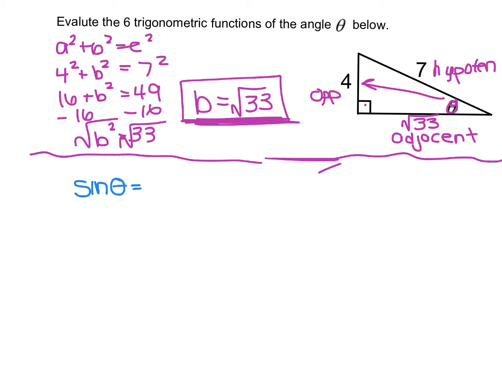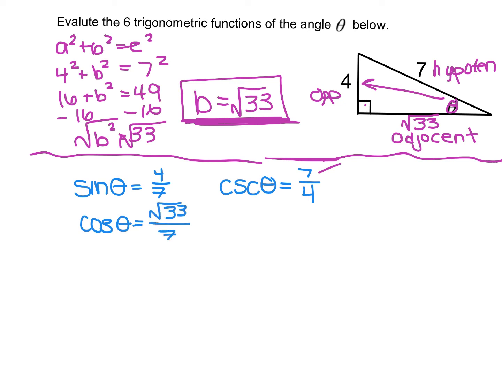So sine of theta is opposite over hypotenuse. So we can leave that right there as is. And then we do cosecant to pair with that because it's just the reciprocal. So it's 7 over 4, which is hypotenuse over opposite. Then we're going to move on to cosine. So we have cosine of theta. And that is adjacent over hypotenuse, so the square root of 33 over 7. And then the next one is our secant of theta, which is going to be hypotenuse over adjacent.